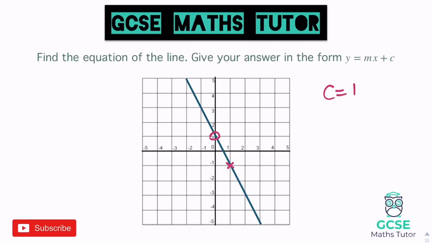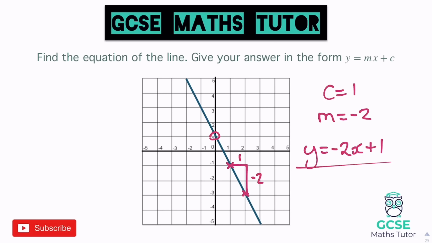So let's pick 2 coordinates. We've got one here and one here, and now this time for 1 across it goes 2 down. So my gradient this time is going down, and we'd say it's negative 2. So y equals mx plus c, we have y equals negative 2x plus the positive 1 there for the y-intercept, and there's the equation of that line.